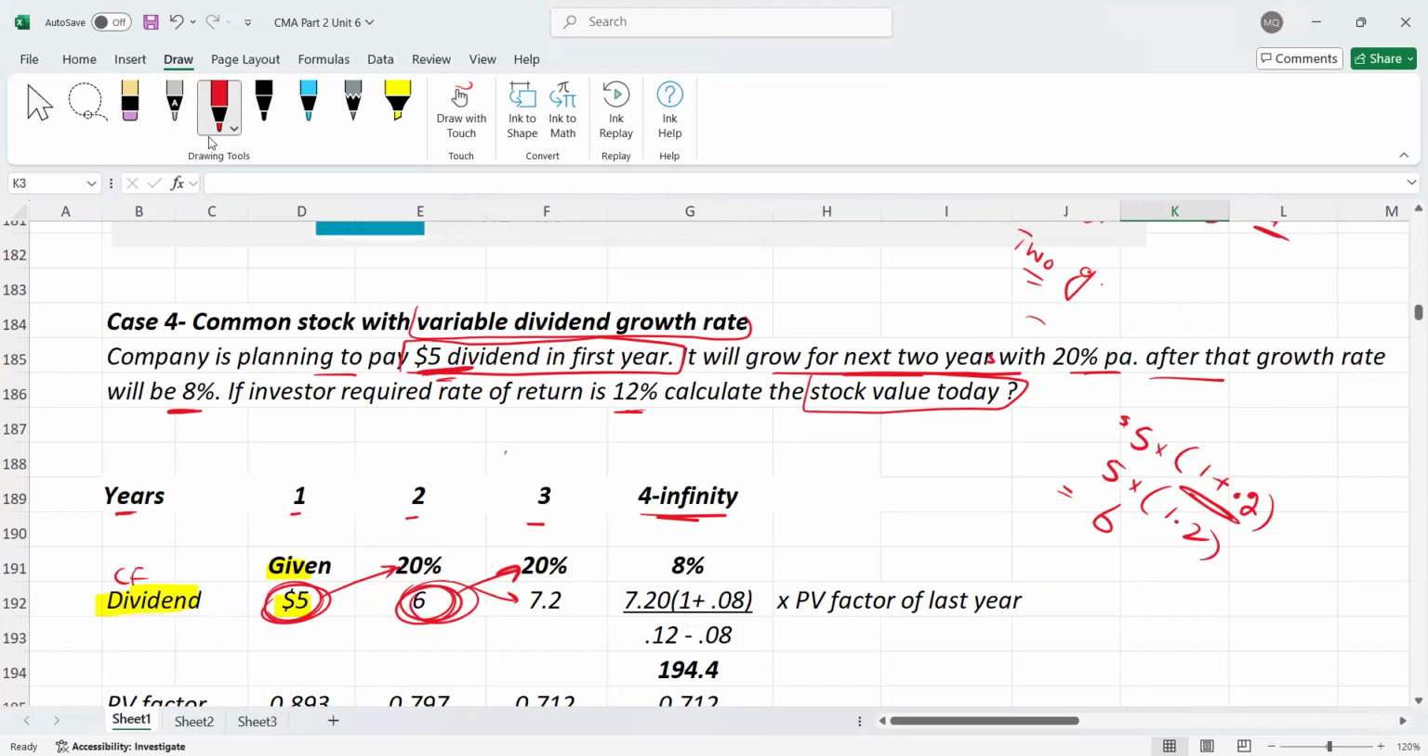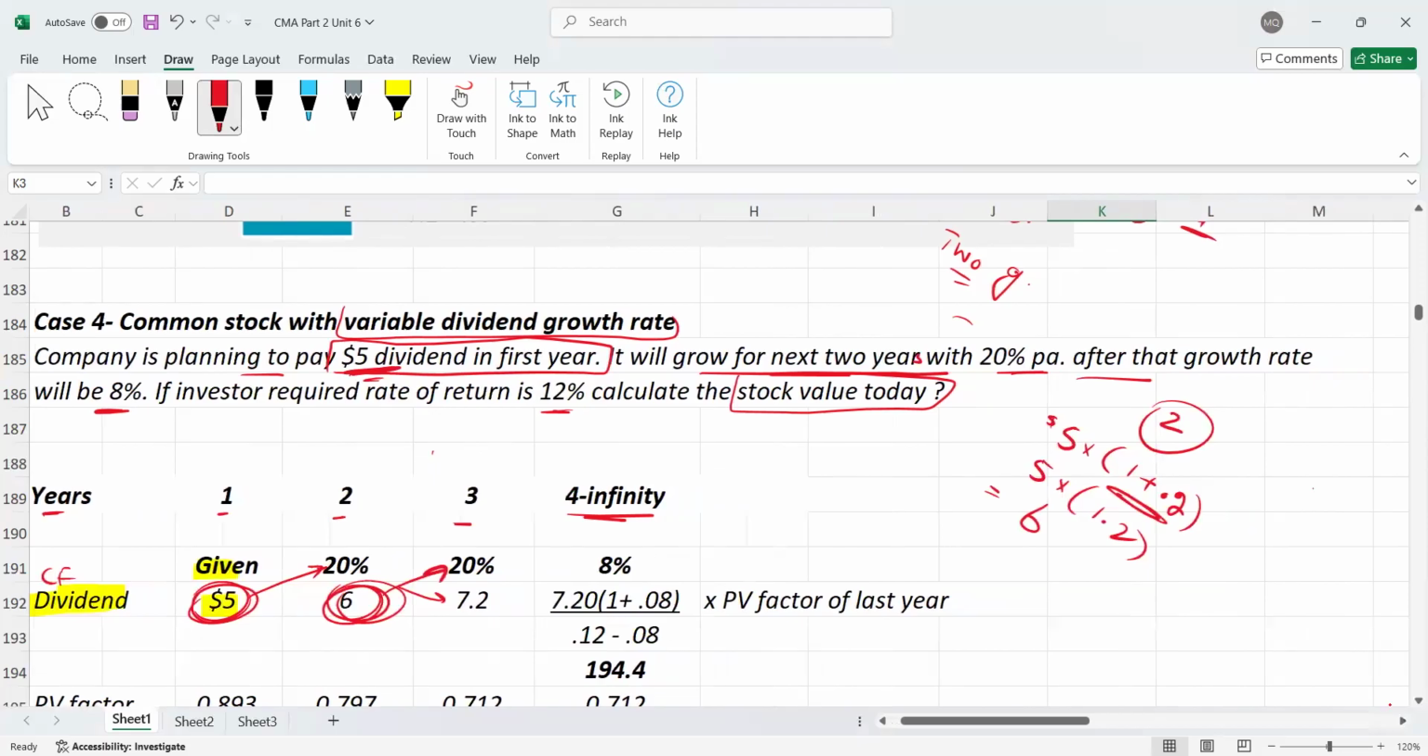So this will be the dividend for next year. For example, for year 3, if this was the year 2 calculation, I'll take the year 2 dividend times 1 plus growth again. And the year 2 dividend is how much? $6, you have just calculated, right? So $6 times 1 plus growth. Growth is 1.20. So $6 times 1.2. So this will be how much? 7.2. So I'll write 7.2 here.